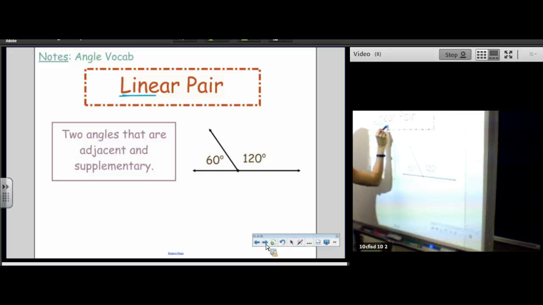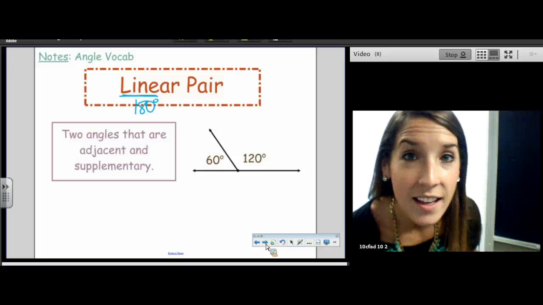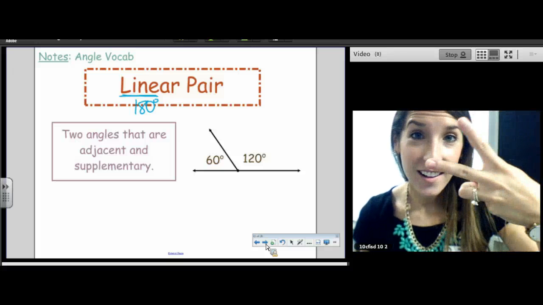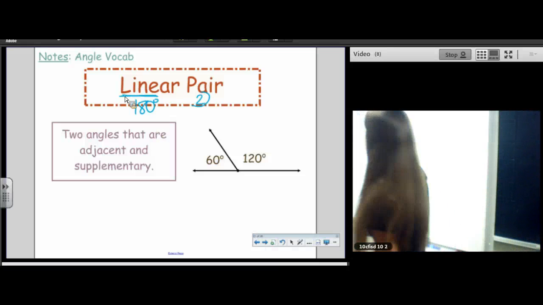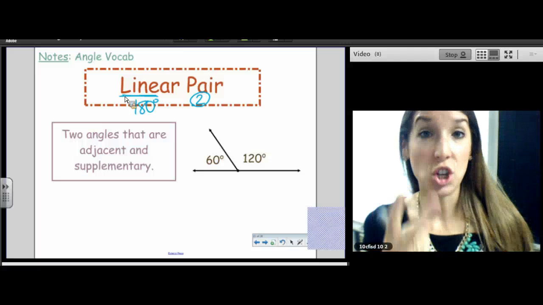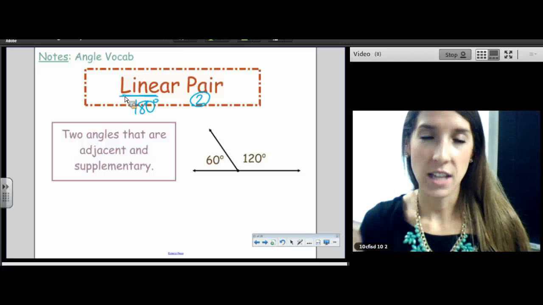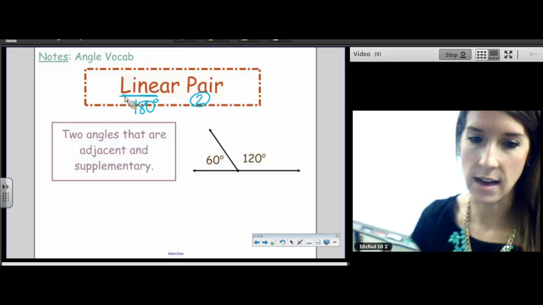Linear sounds like line, and there's 180 degrees in a line. And then pair implies that there are two. Very good. So what a linear pair is saying is that it's two angles that add to equal 180. That their sum is 180.